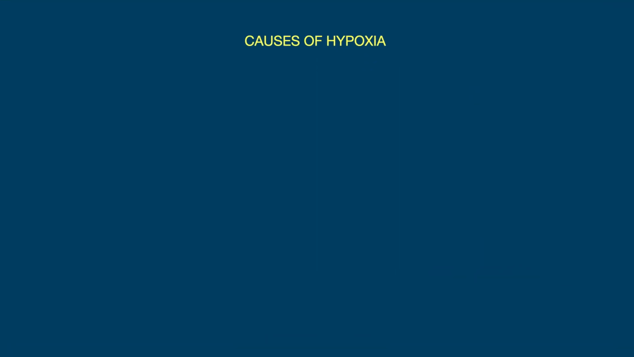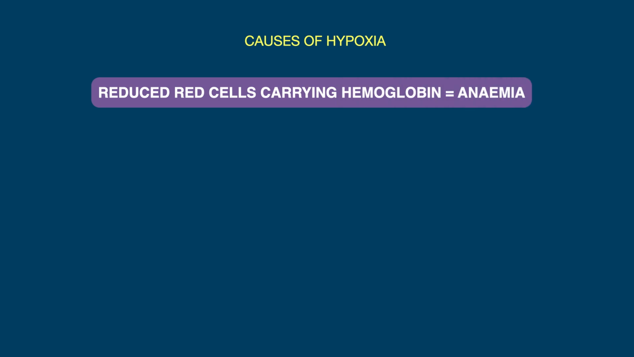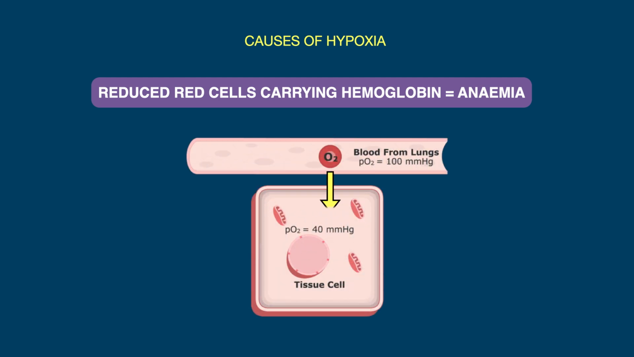Finally, reduced red blood cells carrying hemoglobin, and this condition is referred to as anemia. This can also lead to hypoxia because as the number of red blood cells containing hemoglobin is severely reduced, the oxygen carrying capacity is also reduced, leading to less oxygen being moved into the tissue cells.